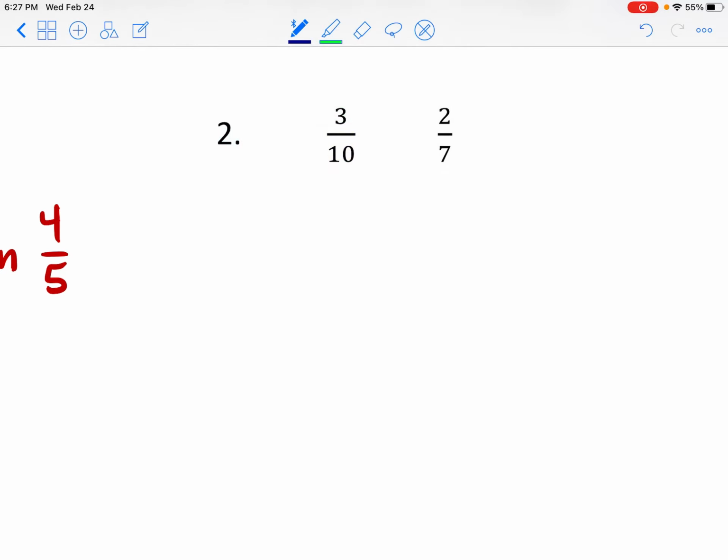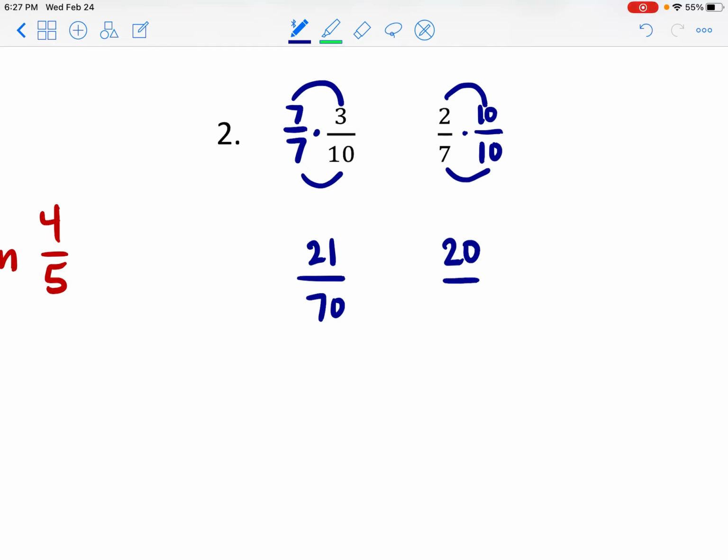So before doing any comparison here, I'm going to multiply my first fraction by 7/7 and multiply my second by 10/10. So what we're really comparing is 21/70 with 20/70. And I can see from this point that they are like fractions, that if I had 21 parts of 70, that's going to be more than 20 parts of 70. So 21/70 is greater than 20/70.